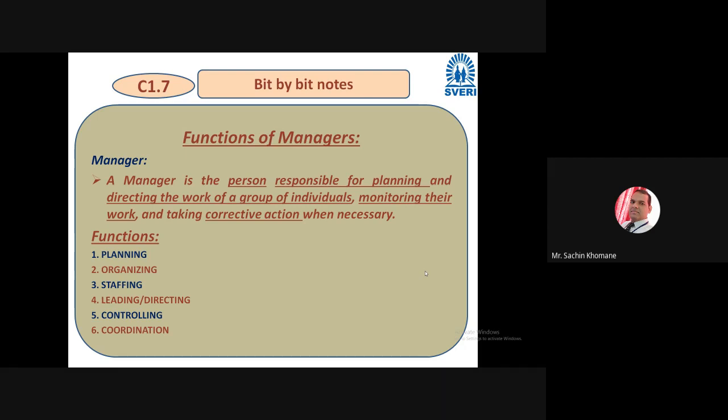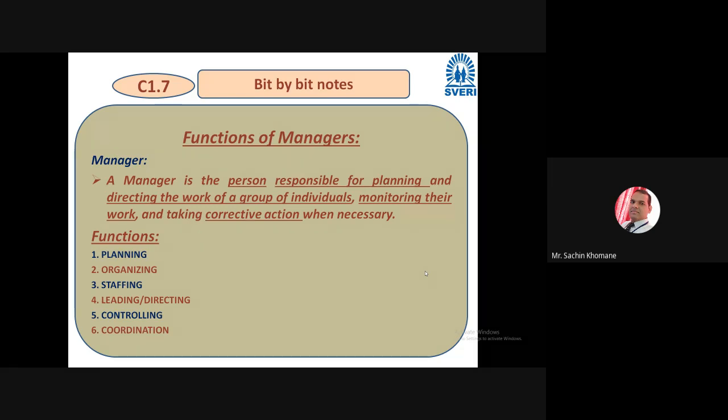Obviously, a manager is a responsible person, and you cannot say employees are irresponsible. They are also responsible, but for getting certain tasks done, getting work done from employees, you are the responsible one. You are handling that manpower, which means you are responsible. That person is responsible particularly for planning and directing, and getting work done from a group of individuals. You have to get the work done from them.